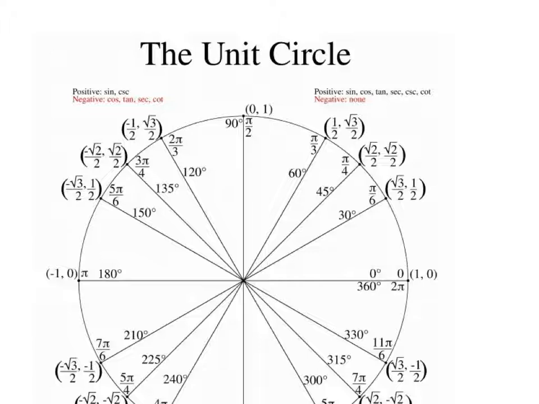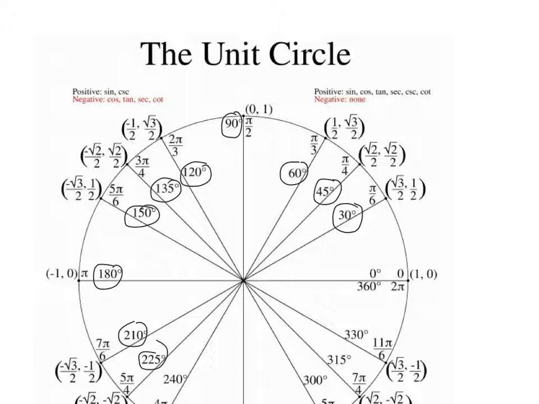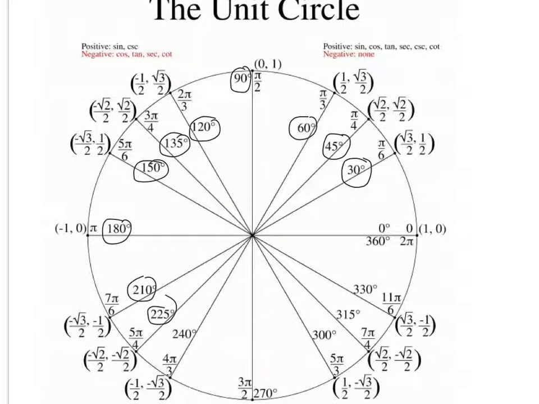So what we have now is we have basically the unit circle. So what you'll see is a lot of these special angles, such as 30, 45, 60, 90, 120, 135, 150, 180, 210, 225, 240, 270, 300, 315, 330, 360, and 0, we basically have the points on the unit circle.